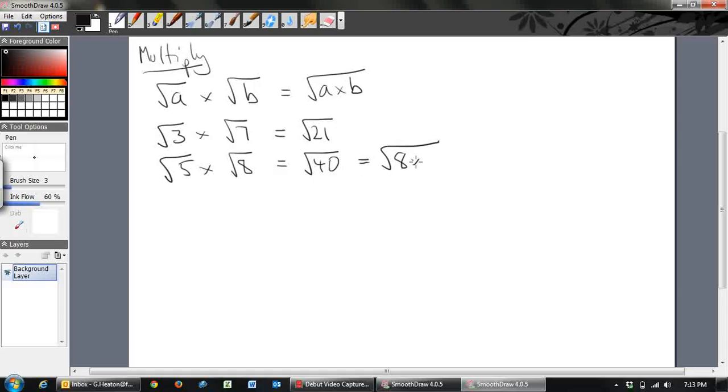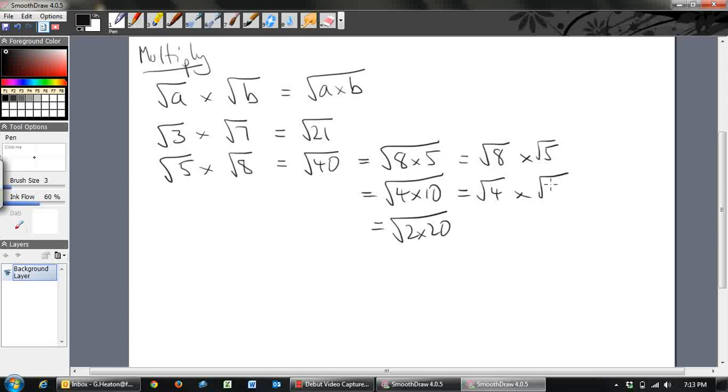If you've got root 40 like this, you can write that as root 8 times 5. I could write that as root 4 times 10. What's another one? 2 times 20, anything like that. You can write these as, expand them out. There's no reason you can't do this. Root 4 times root 10. There's root 2 times root 20. So these are all equivalent. We're allowed to do this, all these things.